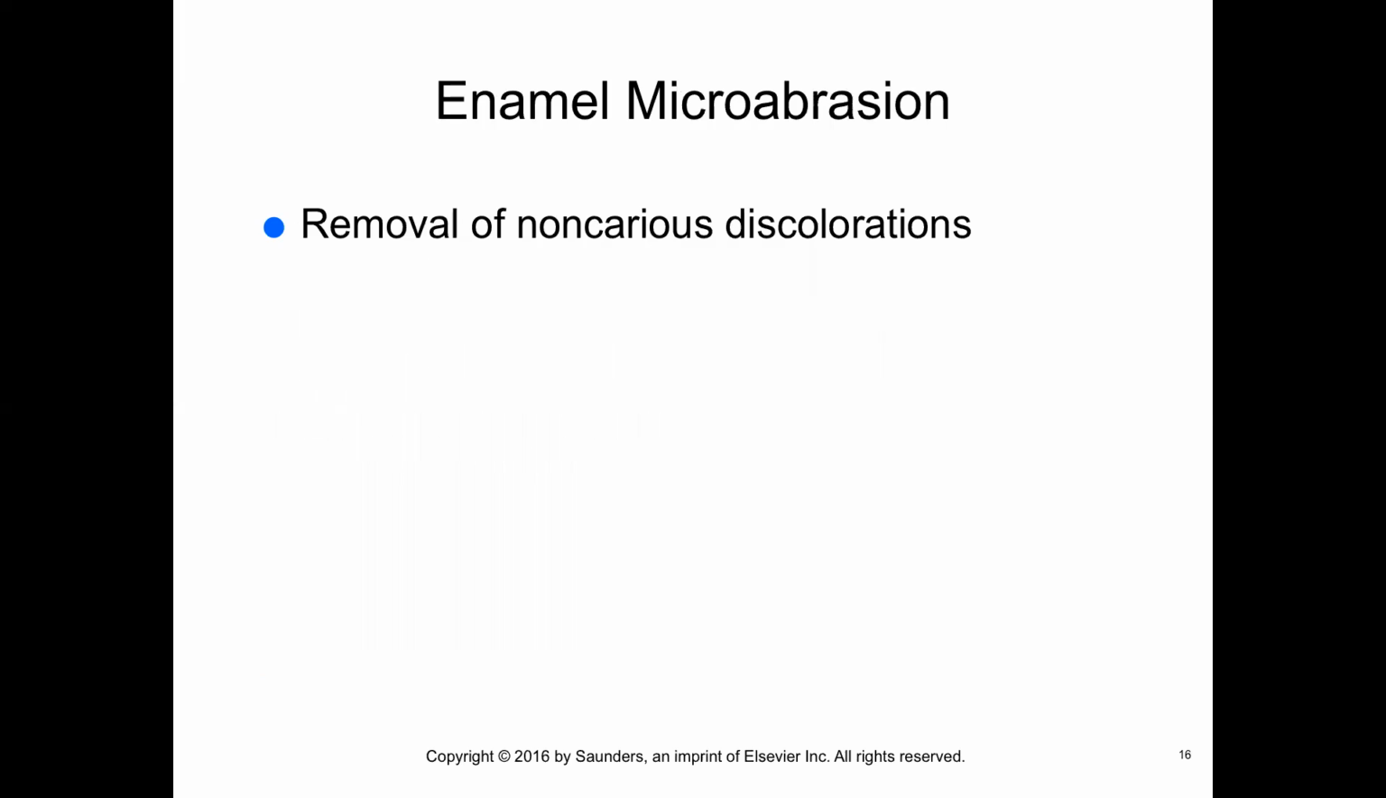Non-carious discolorations can be caused by mild fluorosis, hypermineralized spots that occurred during enamel development, or previous carious white spot lesions that have remineralized but are still whiter than the surrounding enamel. So what are some possible adverse outcomes?